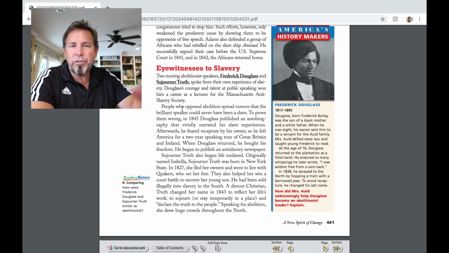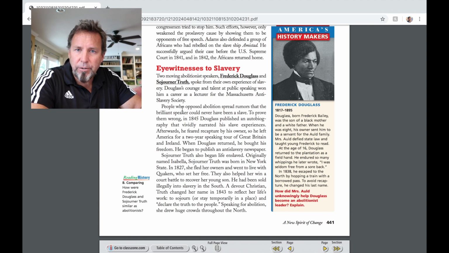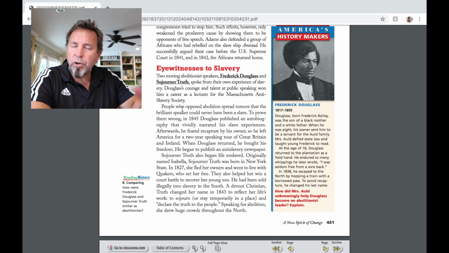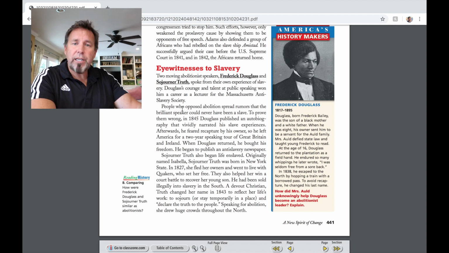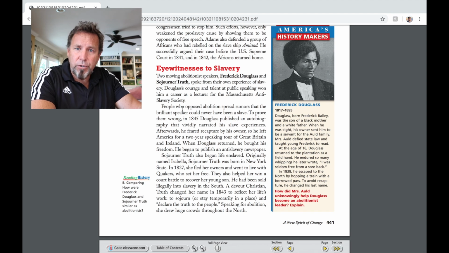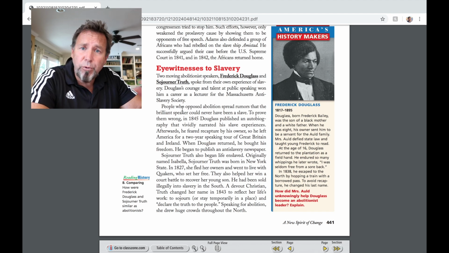So partly to prove his critics wrong, he writes an autobiography of his life, where he tells not only his real name as a slave, he names and identifies his owner, tells the story of how the owner's wife taught him how to read and write. So that places him in jeopardy, because now he can be identified by slave catchers and brought back into slavery.